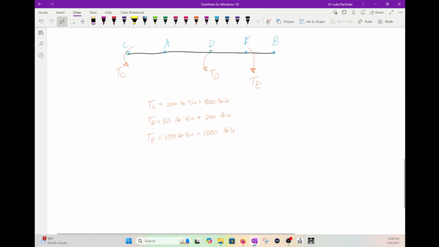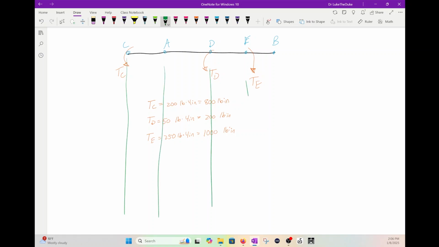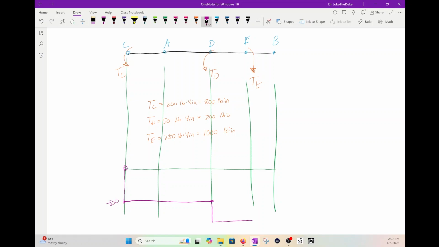So how does this look? Well, let's go ahead and draw all these in. And I'll draw this over. It's going to start here. It's going to go down to negative 800, because that's there. Then it's going to go over to here. And that's another 200, so it's going to go down. And then it's going to go over, and then up. This is negative 1,000.